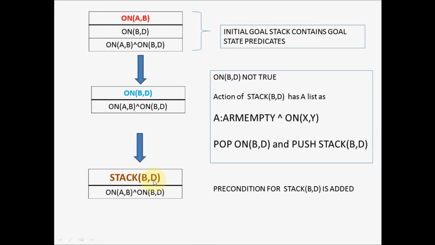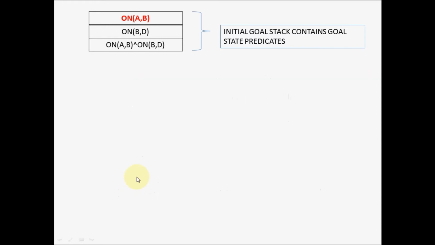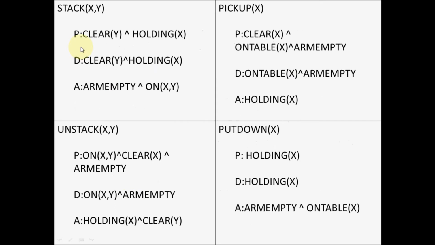Fine. So whenever on top of the stack there is an operator or action, you go to that particular action and see what are the preconditions which should be satisfied for this action to take place. The precondition for stack b comma d is clear d and holding b. So this clear d and holding b are added on top of the stack action.